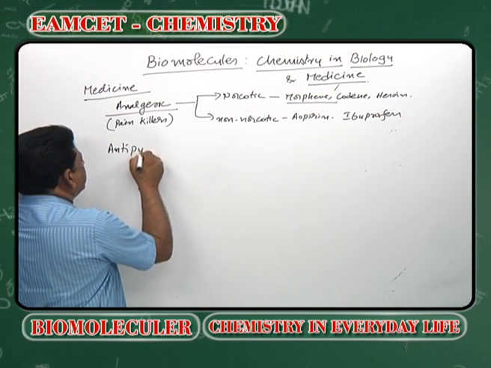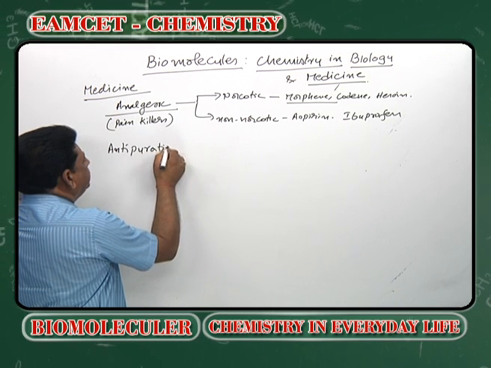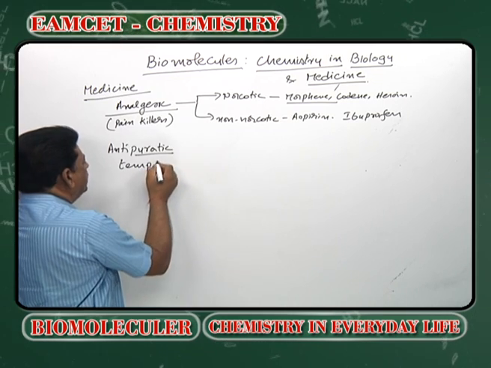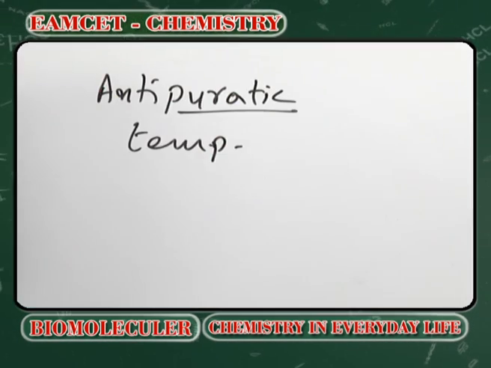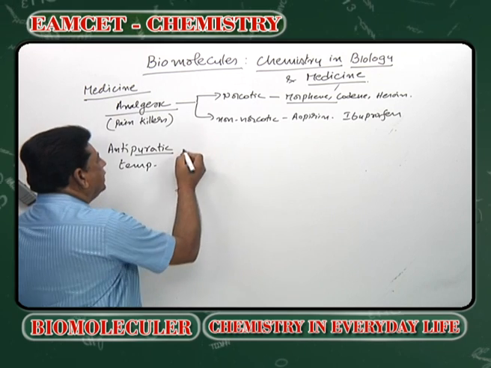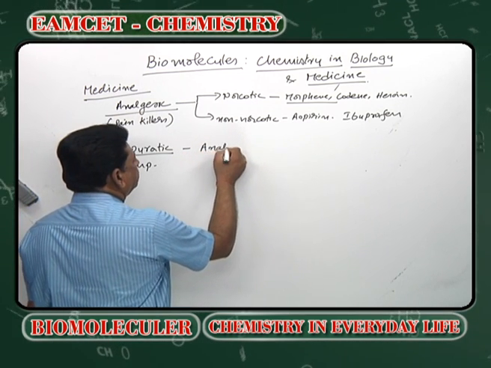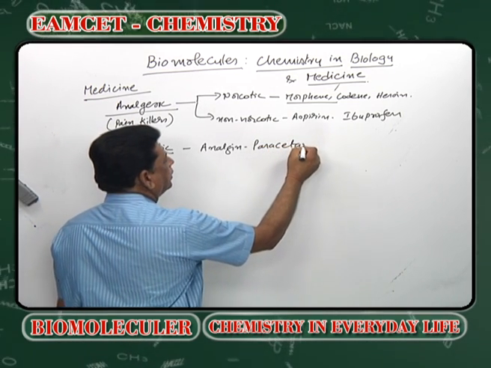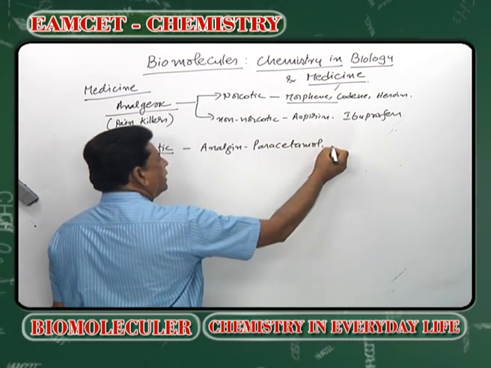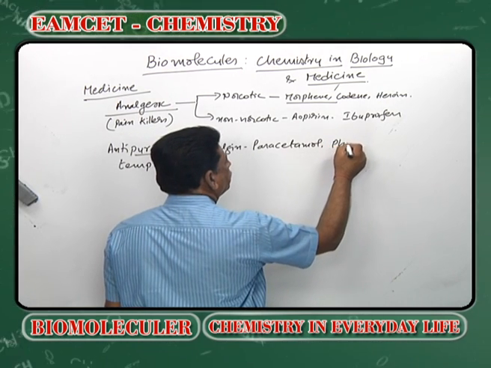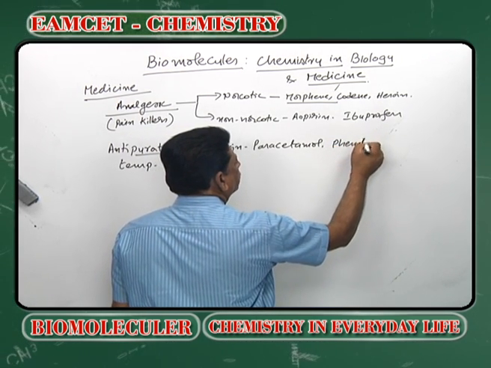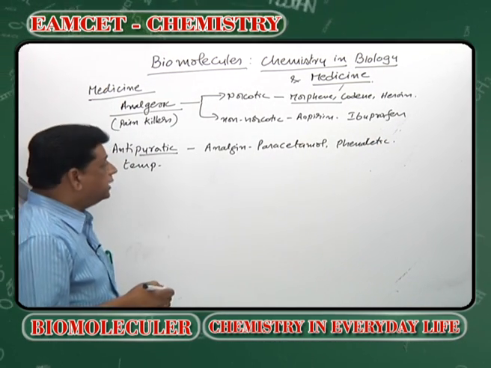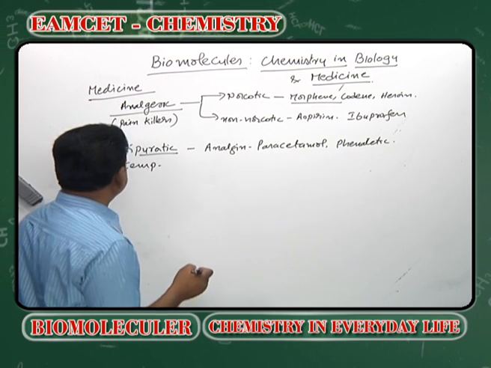Antipyretic. Pyretic means, pyro means temperature, isn't it? Temperature removers are slowing down materials, isn't it? Antipyretics: analgin is one, paracetamol and phenacetin. These are the important antipyretics, meaning temperature controlling medicines or drugs.